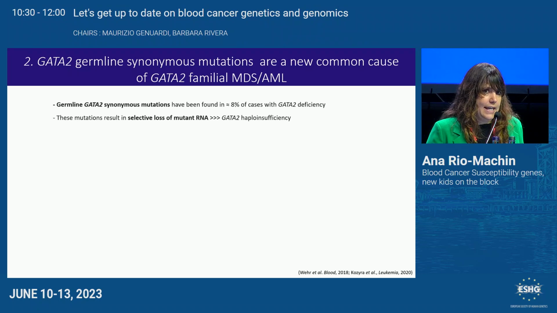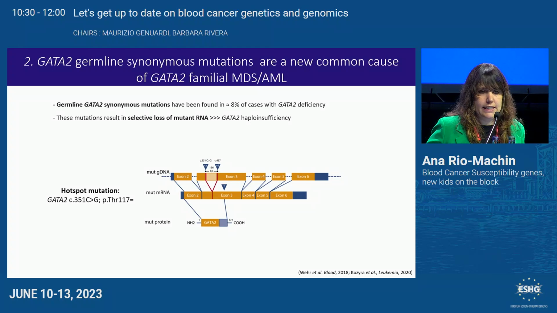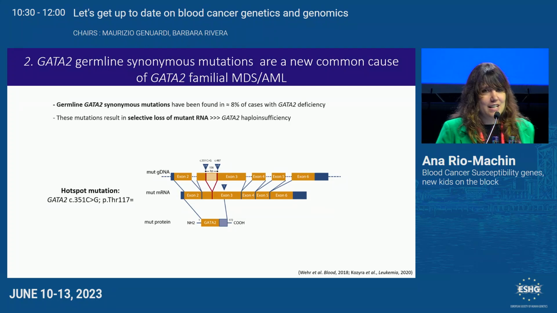However, this is a case where we also have to consider synonymous mutations. There is a particular hotspot synonymous germline GATA2 mutation, this one. I'm going to show you how it works, but there are other examples as well. In this case, this hotspot mutation creates an acceptor site for splicing that, together with this donor site that was already there, removes this region here, creating a premature stop codon and a truncated protein. So just to keep in mind that maybe we should start considering synonymous variants again.